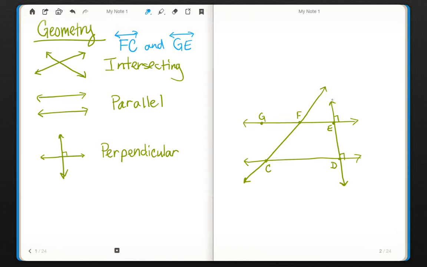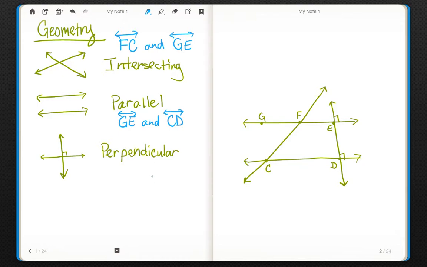All right, are there any parallel lines? I even mentioned that. Yes, these two lines that don't intersect, we could call it line GE, we could call it line FE, we could call it line EF, EG. I think I'll just call it line GE because that's what we called it up there earlier. So GE is parallel to line CD.